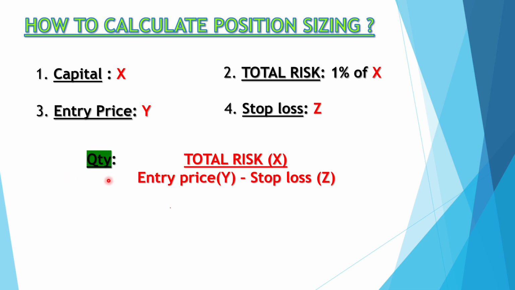In order to calculate the quantity, we have the total risk, entry price and stop loss. The total risk is 1% of our capital. The quantity or the position sizing depends on this formula. Please note this formula and use it before entering into any trade, whether swing trades or long term or mid term. The formula tells us, if we divide the total risk by the difference between the entry price and the stop loss, we will get the total number of quantities, right? That is what position sizing is.